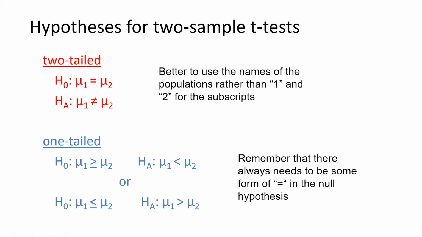Remember that there also always needs to be some form of an equal sign in the null hypothesis. On the exam, a couple of people were getting these null and alternatives mixed up. So please review that. Remember, the null hypothesis has some sort of equal sign. The alternative hypothesis is the one that we're actually looking for.